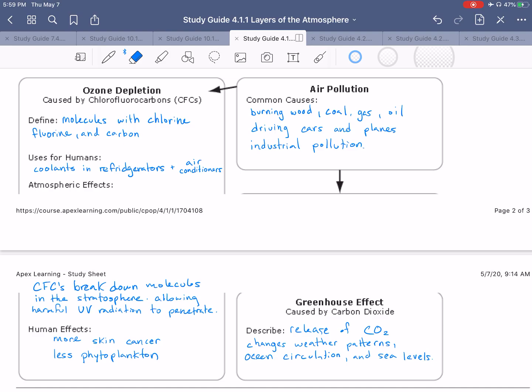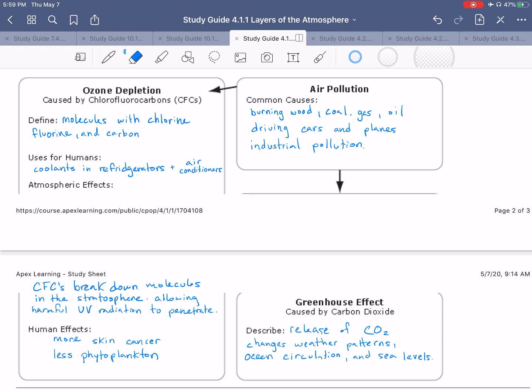Our production of carbon dioxide in particular is thought to contribute to the greenhouse effect. This can lead to dramatic changes in weather, ocean circulation, and rising sea levels, which could be disastrous to coastal cities. People have begun to reduce air pollution and ozone depletion through agreements among nations.